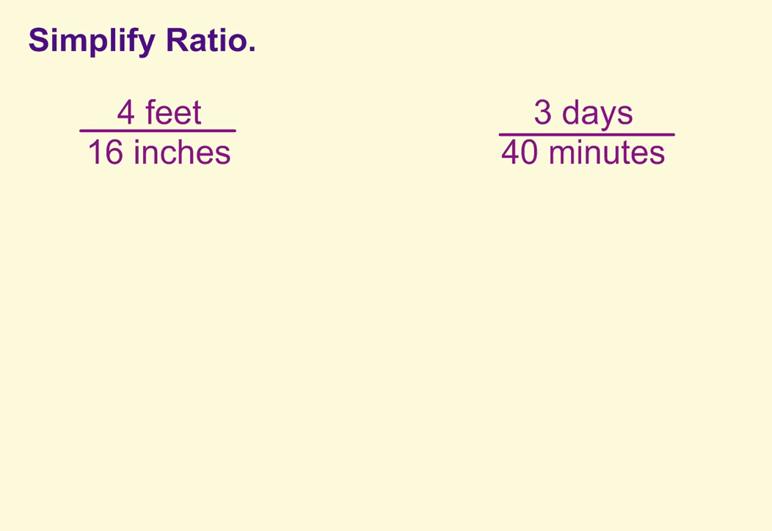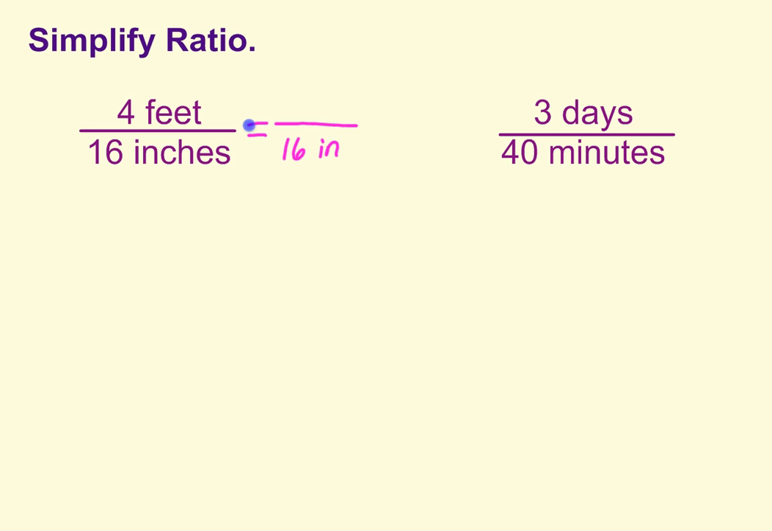I think the easiest way to do this is to keep the smaller unit. So whichever one is smaller between feet or inches, we're going to keep that one. So we're going to keep the 16 inches down here. And then what we'll do is we will say we have 4 feet. How many inches is that?